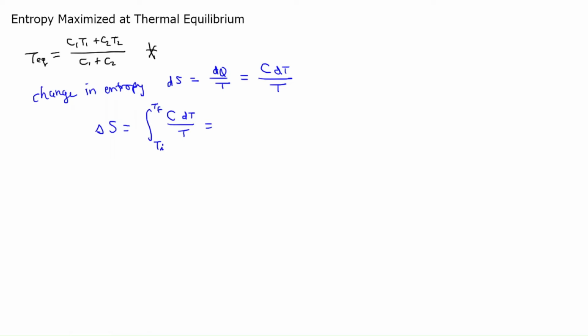For a system that's undergoing a temperature change, first we have to think about the infinitesimal change in entropy: dS equals dQ over T. That dQ we can write in infinitesimal form as C dT, where that capital C is the total heat capacity, otherwise little m little c. To get the change in entropy, we have to integrate over this from the initial temperature to the final temperature. C is a constant, so I can bring that outside of the integration.